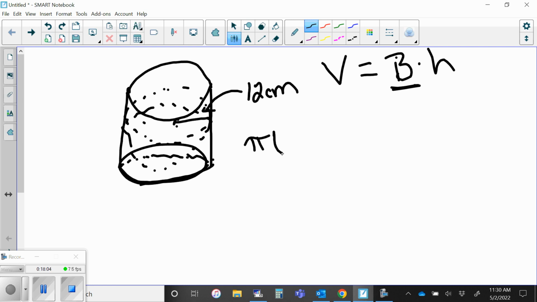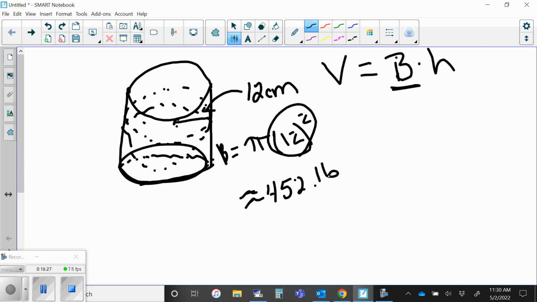R is 12 squared. So that's going to be our big B. 12 squared in the calculator, hit that. It's 144. Then take 144 times it by pi. What do you get about? 452.16. Leave that number in your calculator. Every one of you should have this in your calculator right now.